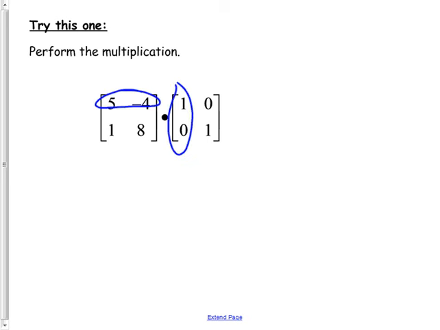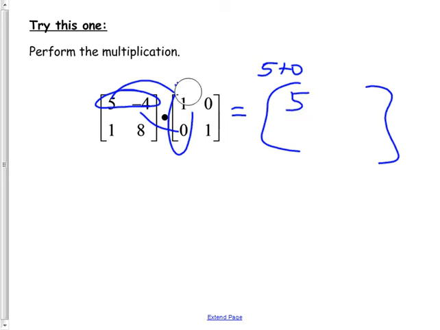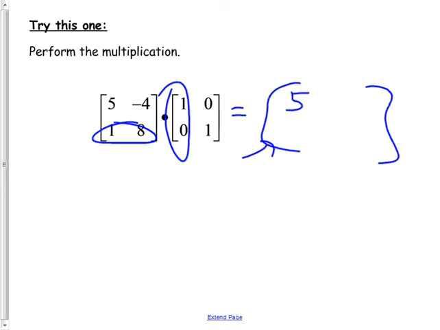Row 1, column 1: 5 and 1 is 5, plus negative 4 and 0 makes 0. My answer matrix is also a 2 by 2, and I get a 5 here. That spot there is row 2, column 1. 1 times 1 is 1. 8 times 0. Oh, multiplying all the second numbers by 0 means it'll just stay as the first number. And there we go: 5, 1, negative 4, 8.